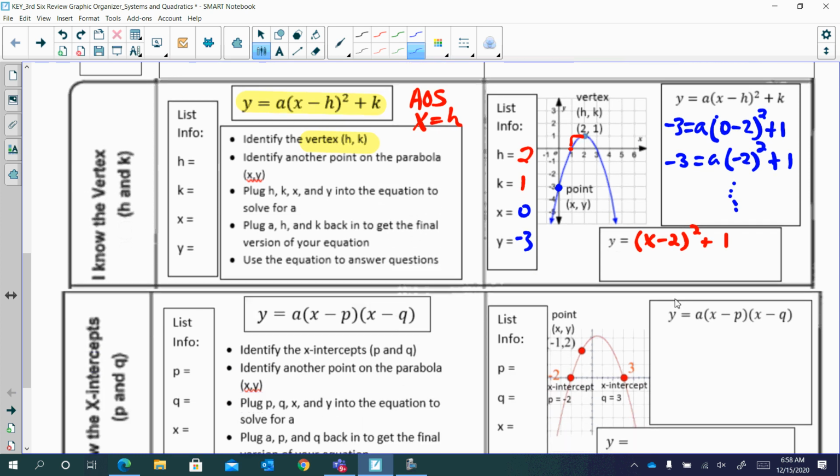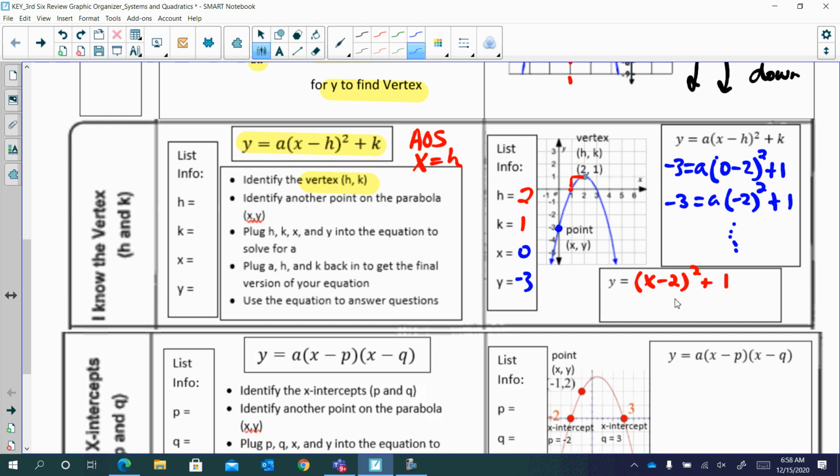So just know your vertex form and how this affects your transformations. Your h allows it to shift left or right. Your k shifts up and down. And your a, you do need to know that it affects how wide or narrow it opens. If my a is closer to 0, so a fraction or a decimal, it gets wider. If it's greater than 1, it's skinnier. So you do need to know what happens when a is greater than 1, and when a is between 0 and 1.